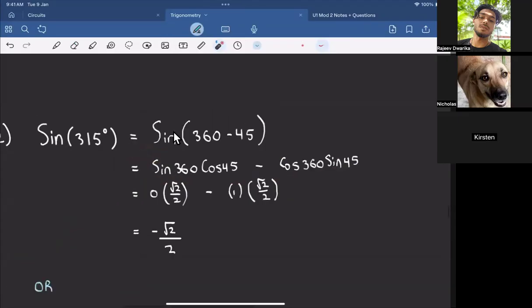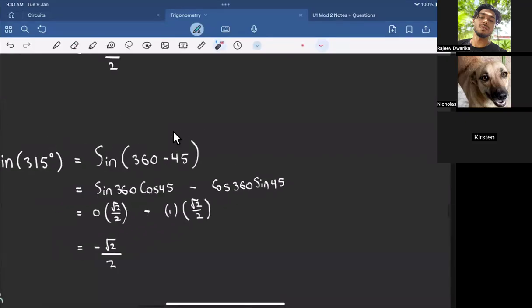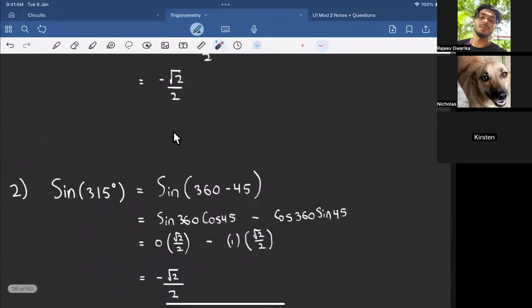All right. Kirsten, to get 315 degrees, I said that I have to minus 45 from 360. So I have to use the compound angle formula that has minus in it. So I'm going to use the formula sine A minus B. And that formula, drop in the chat, what is sine A minus B equal to? Put in chat the formula.